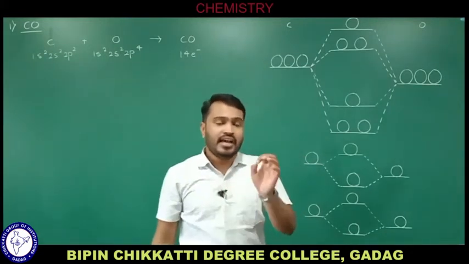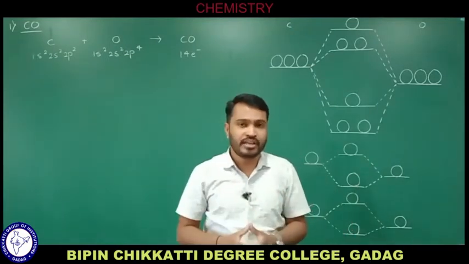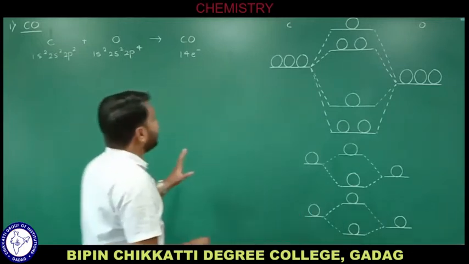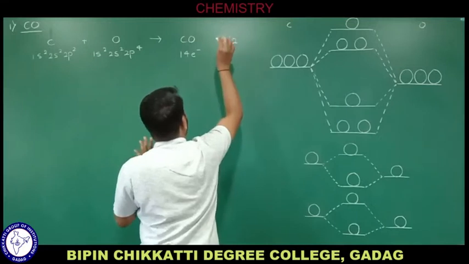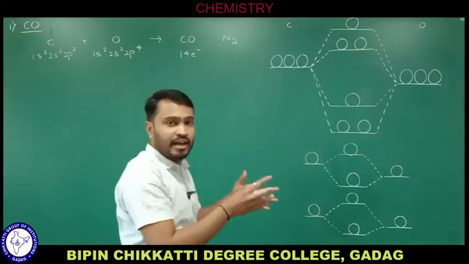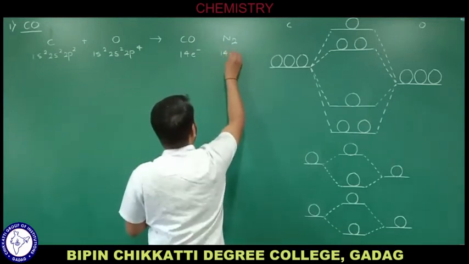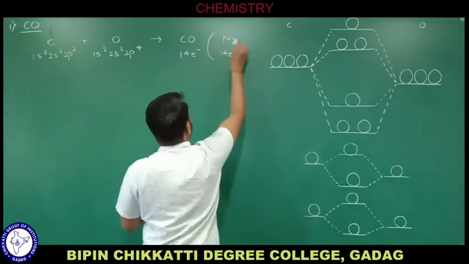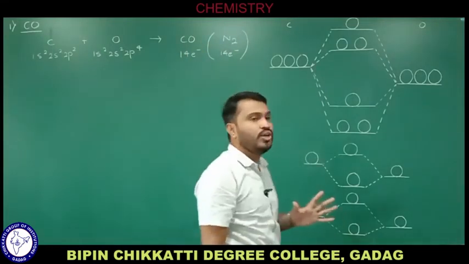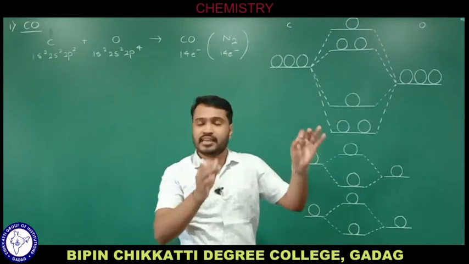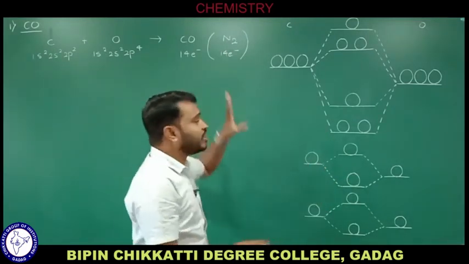I can say carbon monoxide is isoelectronic with the nitrogen molecule, N2, because in N2, one nitrogen contributes 7 electrons and the other nitrogen atom contributes 7 electrons. Totally, in nitrogen also we have 14 electrons. So carbon monoxide is isoelectronic with the nitrogen molecule. Species containing the same number of electrons we call isoelectronic species. So therefore these 2 are isoelectronic species.